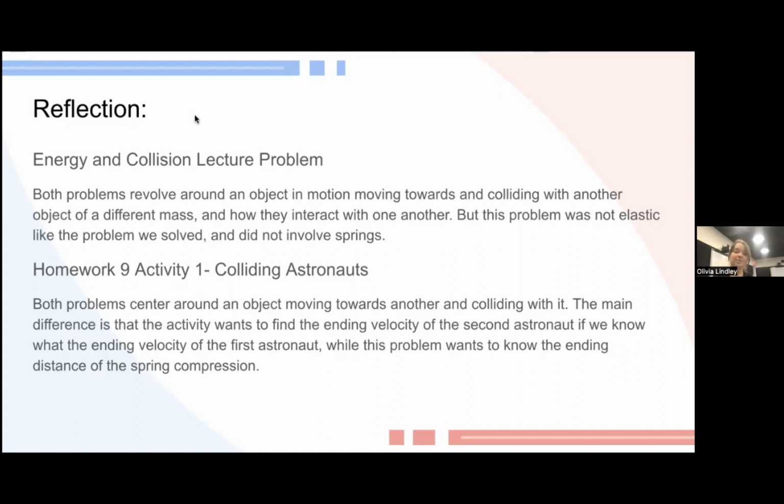We also found that it was similar to homework 9, colliding astronauts, where again, they both centered around an object moving towards another object and colliding with it. But the main difference is that the problem we did for the homework revolved around finding the ending velocity of the second object that was collided with, rather than finding the distance of the spring compression.